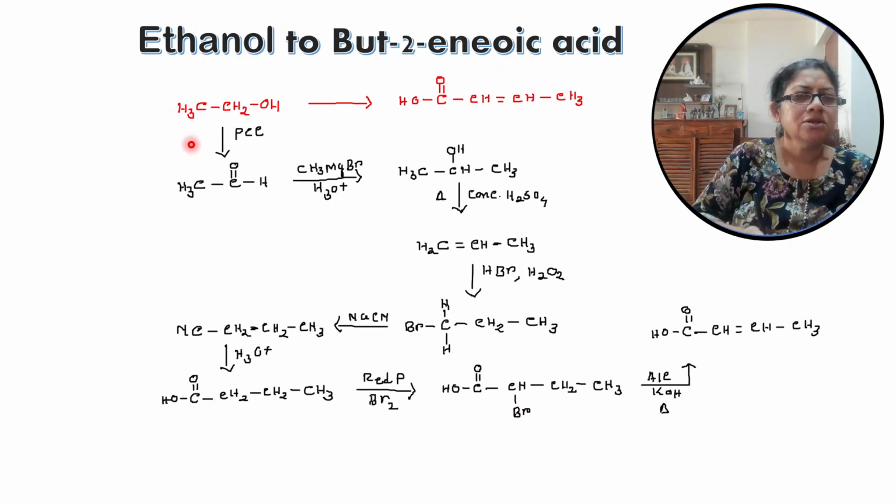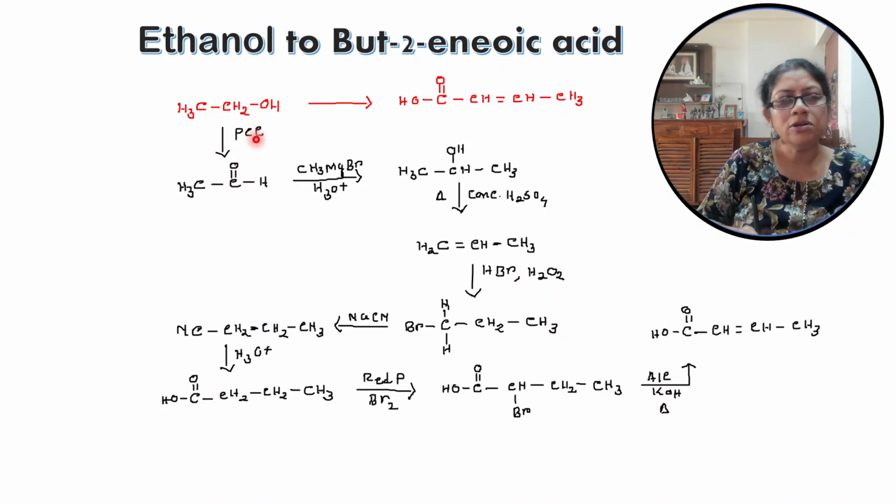So first, this oxidation reaction of ethanol. Here we are not using a strong oxidizing agent like KMnO4 because it will give carboxylic acid directly. So here we have to perform a mild oxidation reaction. For that we are using PCC, we are getting acetaldehyde. Now acetaldehyde reacts with CH3MgBr, we are getting a secondary alcohol. Now here you can see we started with 2 carbons, now we have 3 carbons.